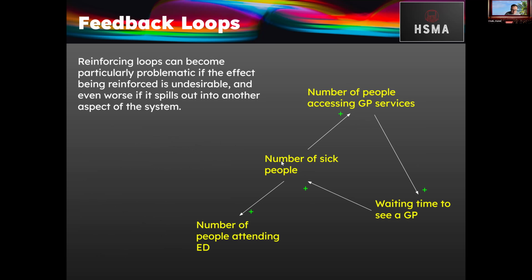Now, reinforcing loops can become particularly problematic if the thing that is being reinforced is not good. Sometimes it's a good thing that you've got a reinforcing loop, but if you don't want the thing that it's producing, then that can indicate a problem. And it can particularly be a problem if you get a bit of spillover from these loops. If you've got a loop that is causing a bad thing, and then you've got a spill out from that, then that can be even more problematic. So in this highly simplified example, you can imagine that this loop then spills out into the number of people attending ED, which of course makes sense. As people are struggling to access GP services, more people will turn up to the emergency department. Okay, so that's admittedly a highly simplified version of that kind of system, but that helps us to understand that there is a problem with the structure and the dynamics of this particular system.